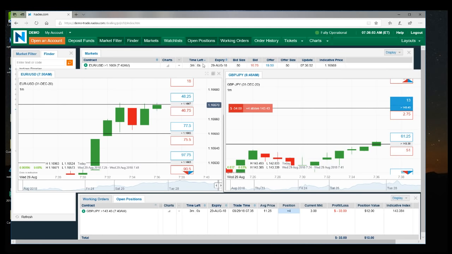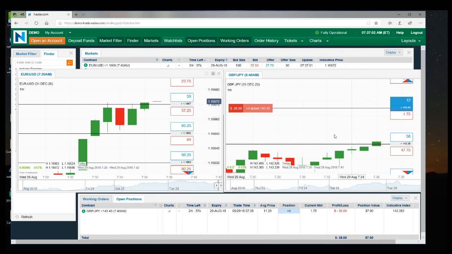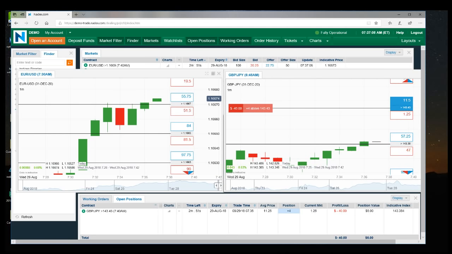Now there's still 3 minutes left in this 5-minute binary. Still time for this to move up. Will it? I don't know. We're only risking about $44 on that particular one. The euro, we don't have a reversal bar to trade right now. Let me see.